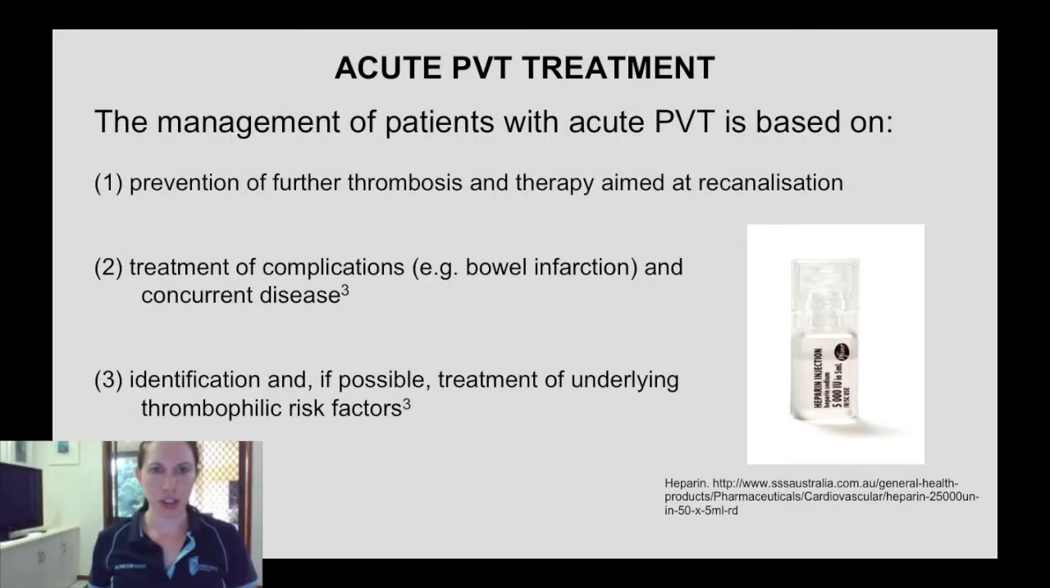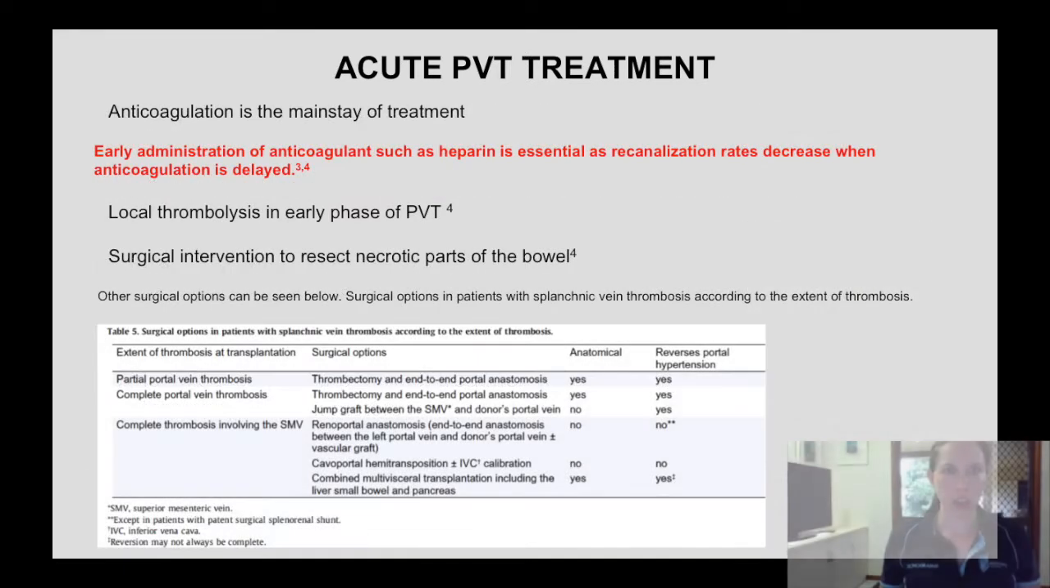The management of patients with acute PVT is based on prevention of further thrombosis and therapy aimed at recanalization, treatment of complications such as bowel infarction and concurrent disease, and identification and, if possible, treatment of underlying thrombophilic risk factors. Anticoagulation is the mainstay of treatment. If PVT is detected early, it should be treated for a duration of 3 months when there are no contraindications present. Early administration of anticoagulants such as heparin is essential as recanalization rates decrease when anticoagulation is delayed.